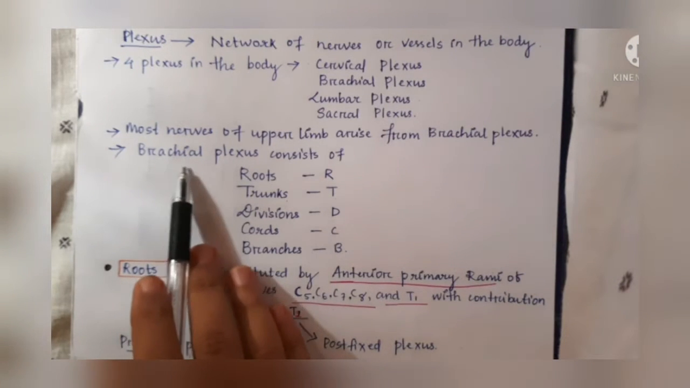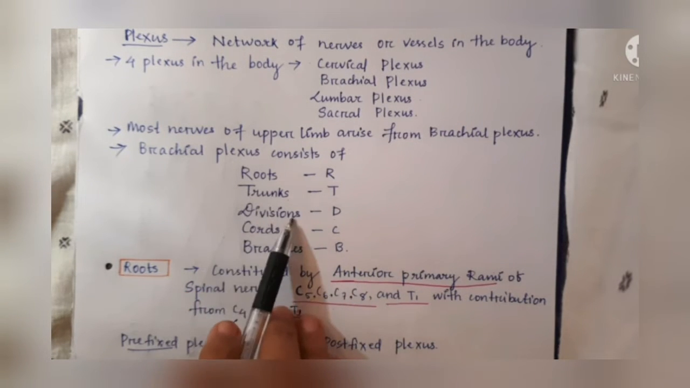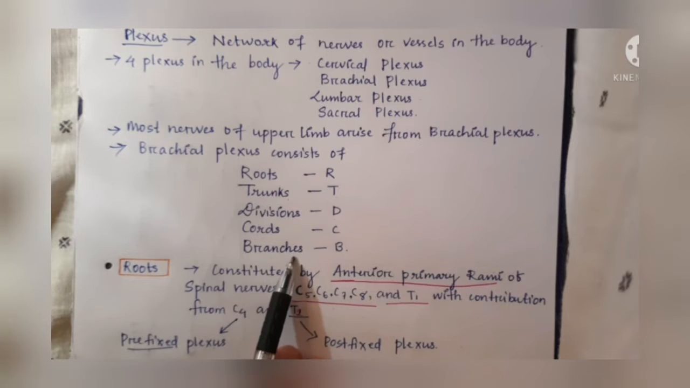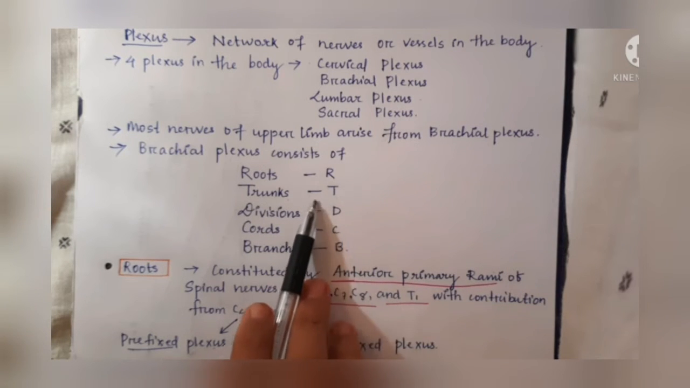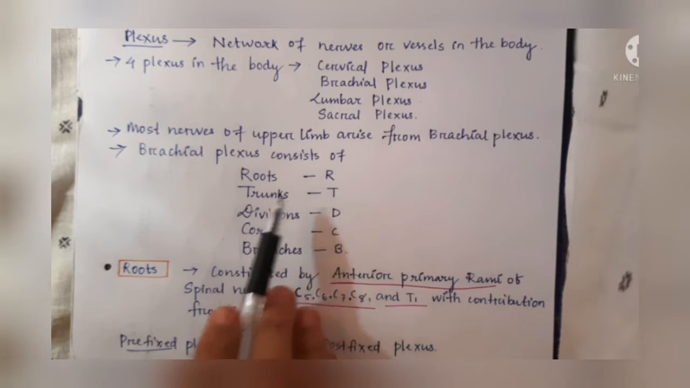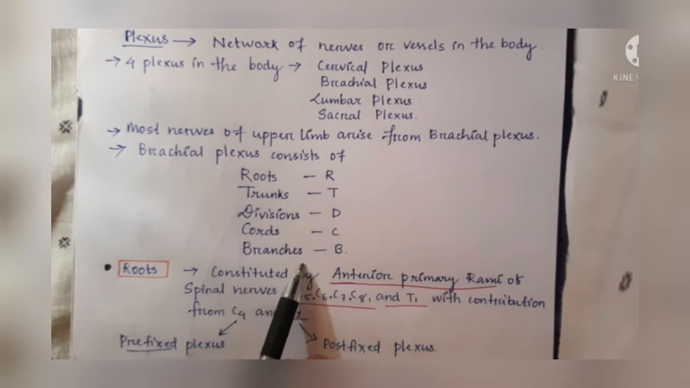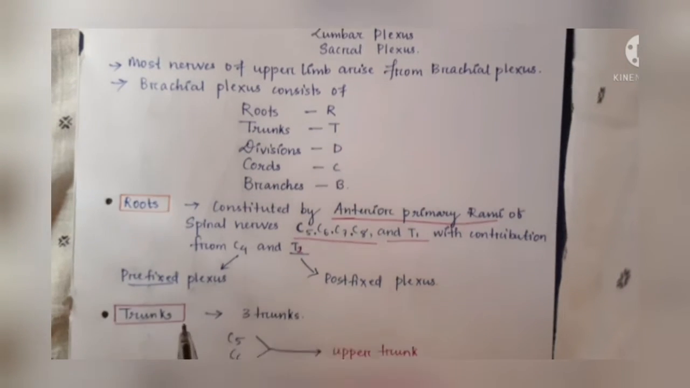The brachial plexus consists of roots, trunks, divisions, cords, branches. R, T, D, C, B. R roots, T trunks, D divisions, C cords and B branches. Then first come to the roots.